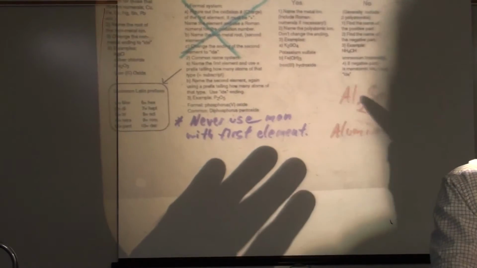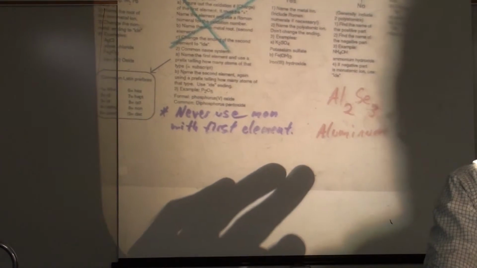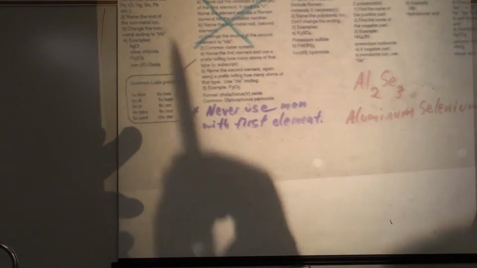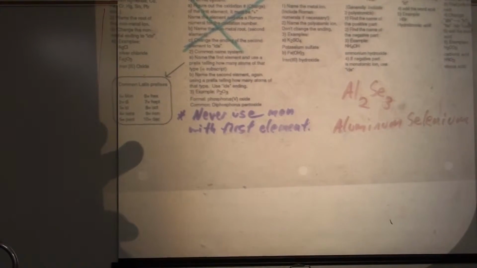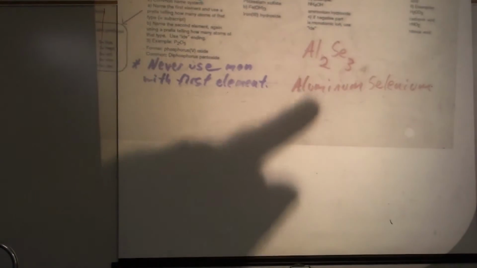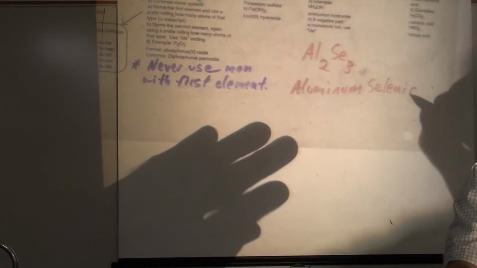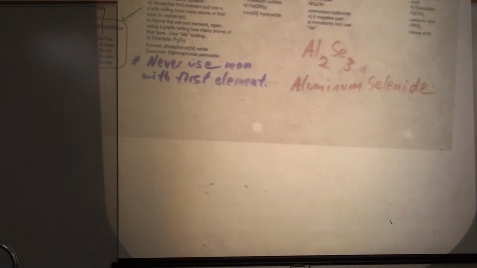Name the root of the nonmetal ion. So what is the name of Se? Selenium. Step 3, change the nonmetal ending to IDE. So step 3 over here says change the nonmetal ending to IDE. So we change the selenium to selenide. So aluminum selenide.